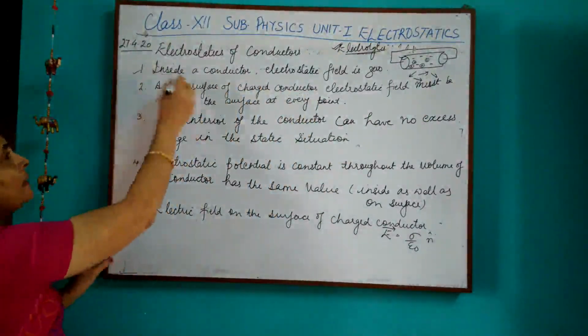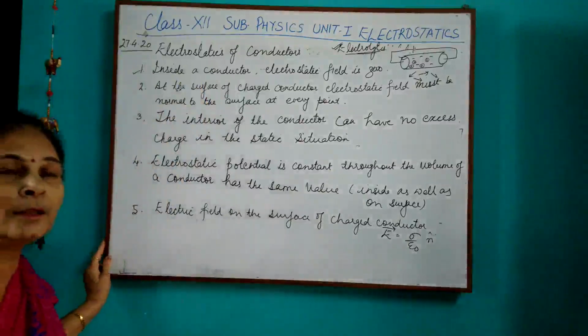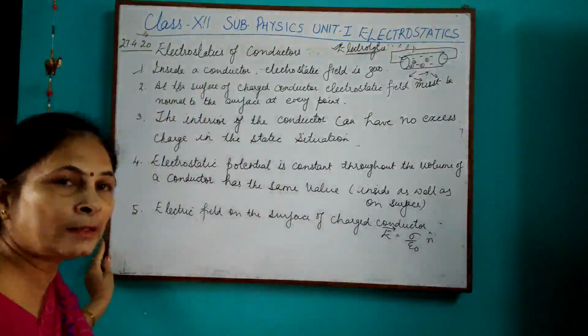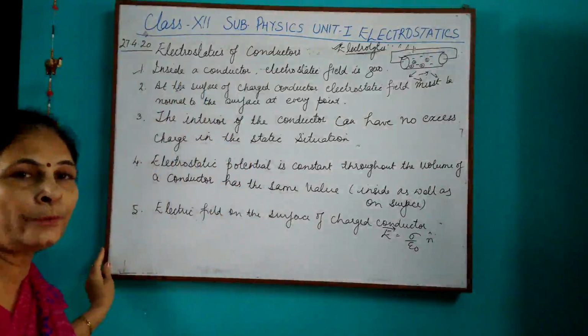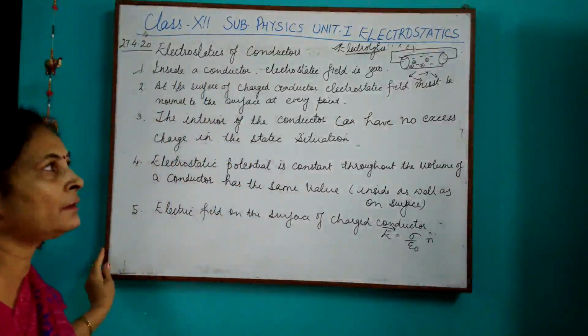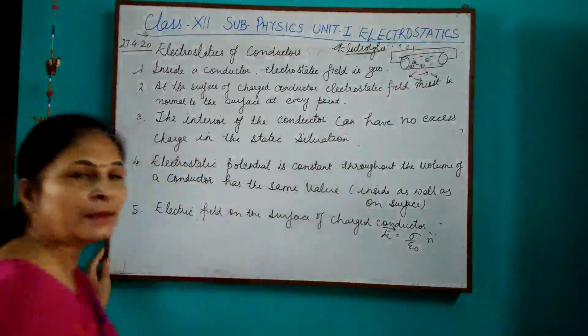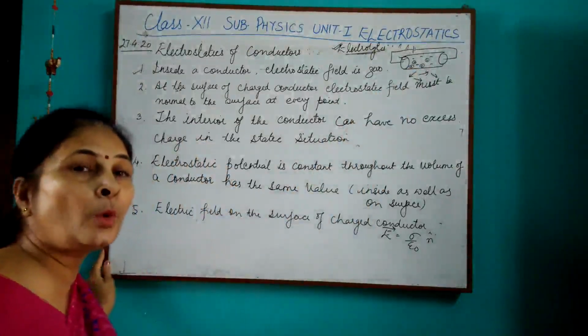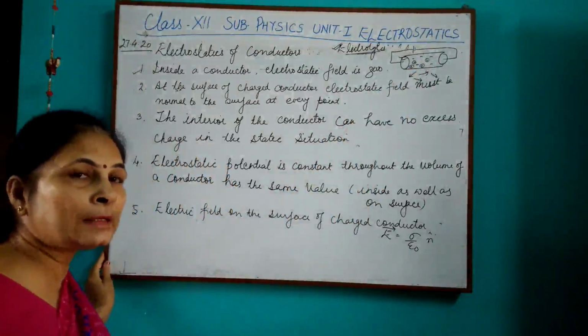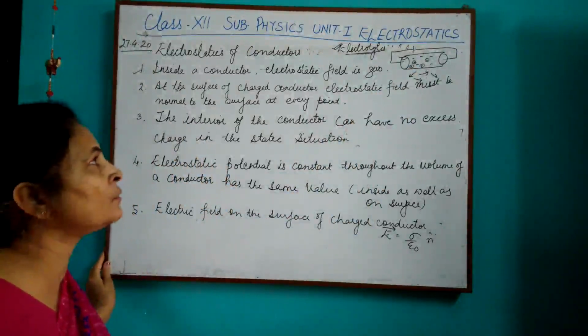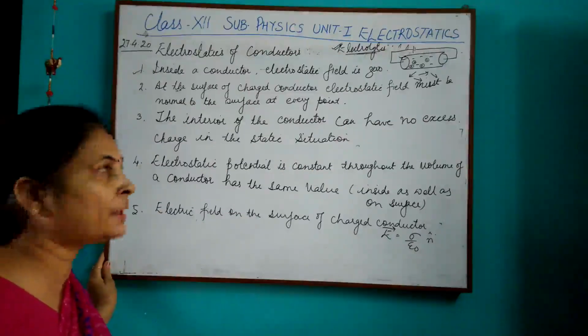Now we must know these points about conductors. One is, inside a conductor, electrostatic field is 0. I explained it to you: in absence of external electric field, these electrons will move in a random manner in such a way that there will be no net movement or net effect, and the electrostatic field will be 0.